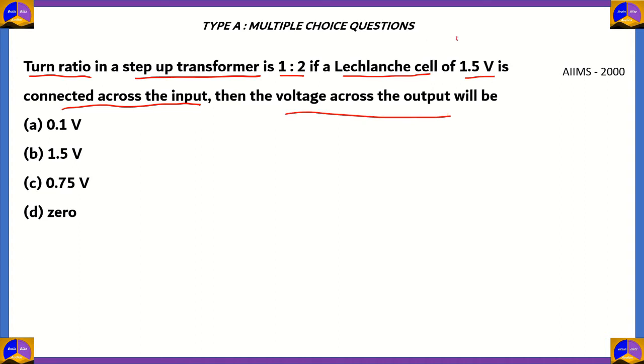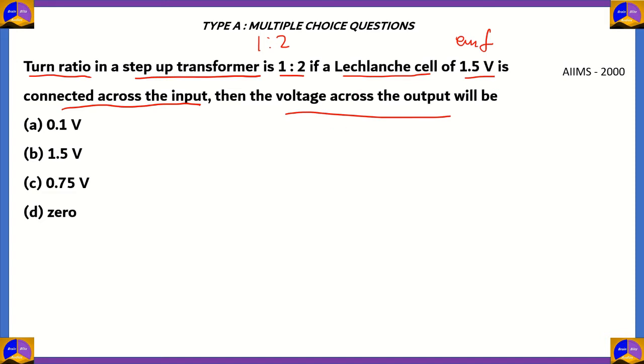So now we have an EMF of 1.5. The turn ratio is 1:2. So for one turn in the primary coil, there will be 2 turns in the secondary coil. The input coil turns once, the output coil turns twice. So we need to find out the voltage across the output.